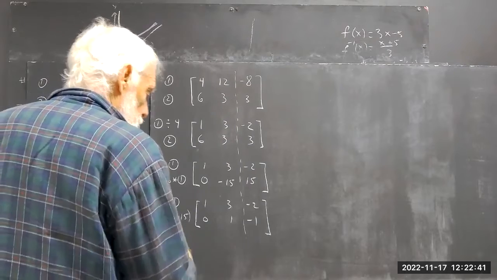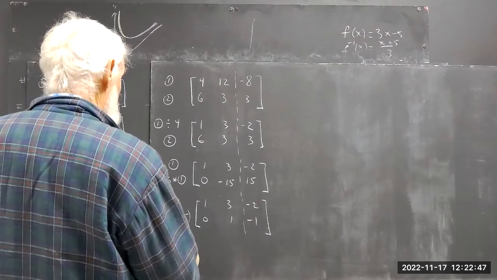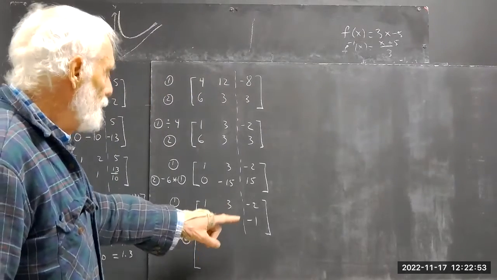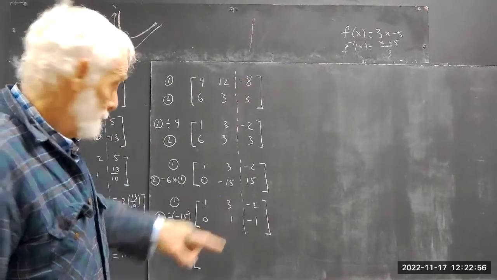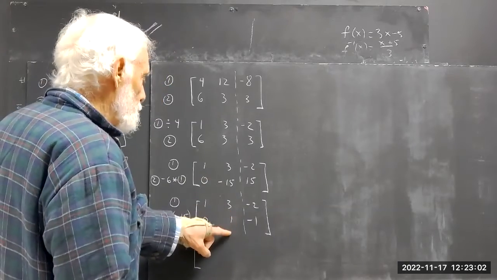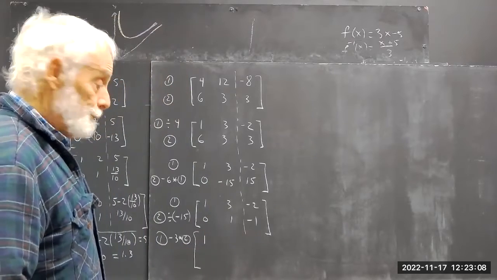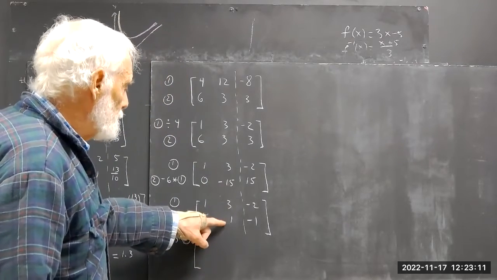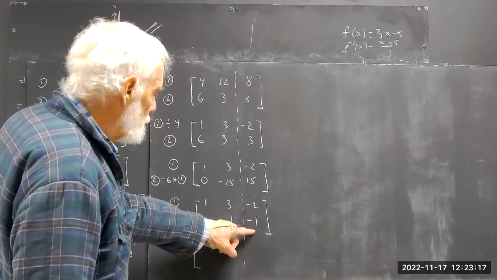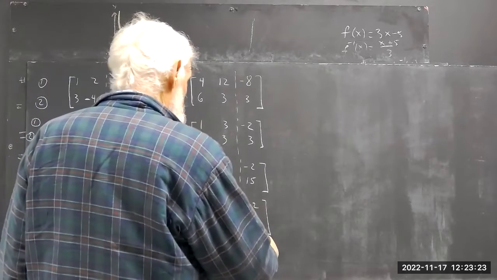I wrote that one down in a bad place. I don't remember what I was thinking, it's probably wrong. Okay, we do row 1 minus 3 times row 2. Because how am I going to get a 0 here? I'm going to do -3 times this row added to this row, or 3 times this row subtracted from this row. I like to think of -3 times this row added to this, so we don't have to worry about subtracting negatives. So -3 times 1 is -3 added to 3 gives me 0. Then -3 times -1 is 3, added to -2 gives me 1.